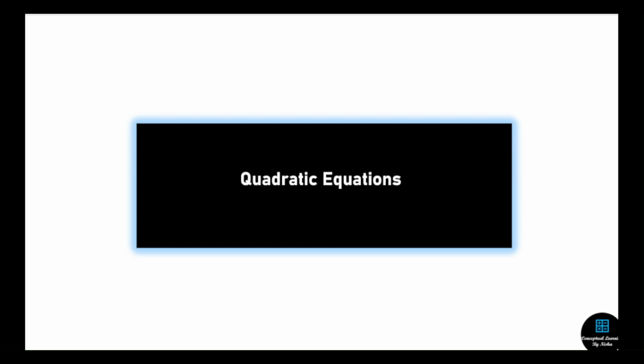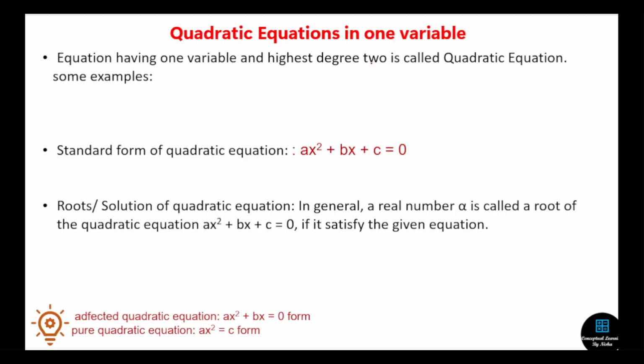Hello everyone. Today we are going to learn quadratic equations, especially quadratic equations in one variable. Now as the name suggests, it has only one variable and the highest degree of the variable is 2. Alright. Now let's take some examples.